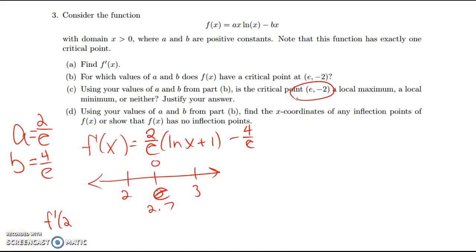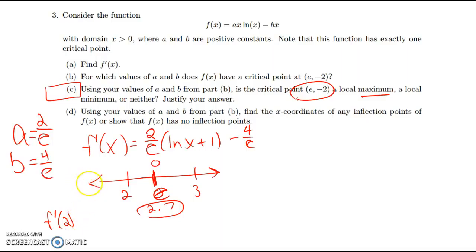Here's where we left off on the last slide. We were looking at this function to find out if our critical point of e negative 2 was a max, a min, or neither. So I'm doing the first derivative test. I'm looking on both sides of the critical point. Because e is about 2.7, I'm going to test at 2 and at 3.